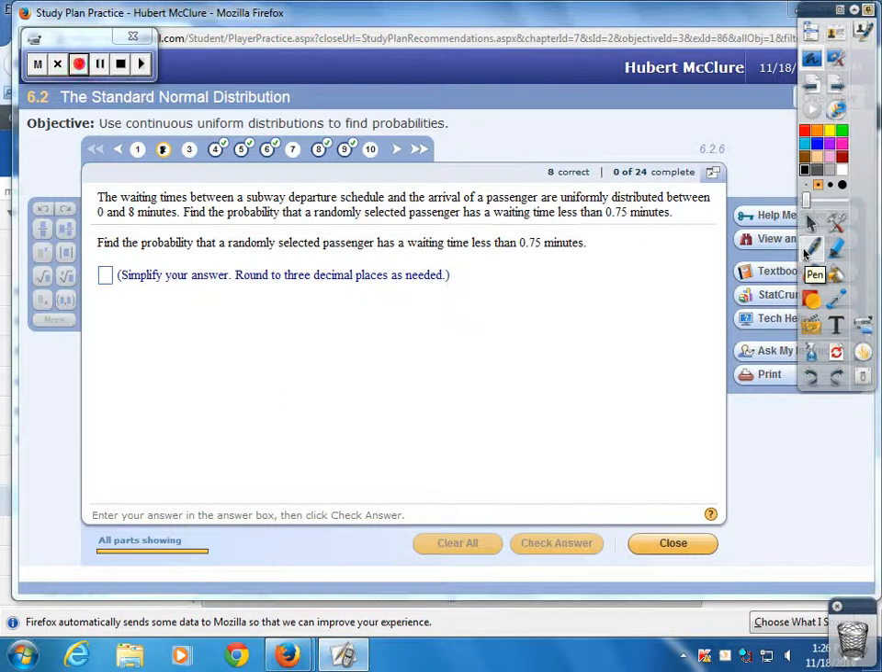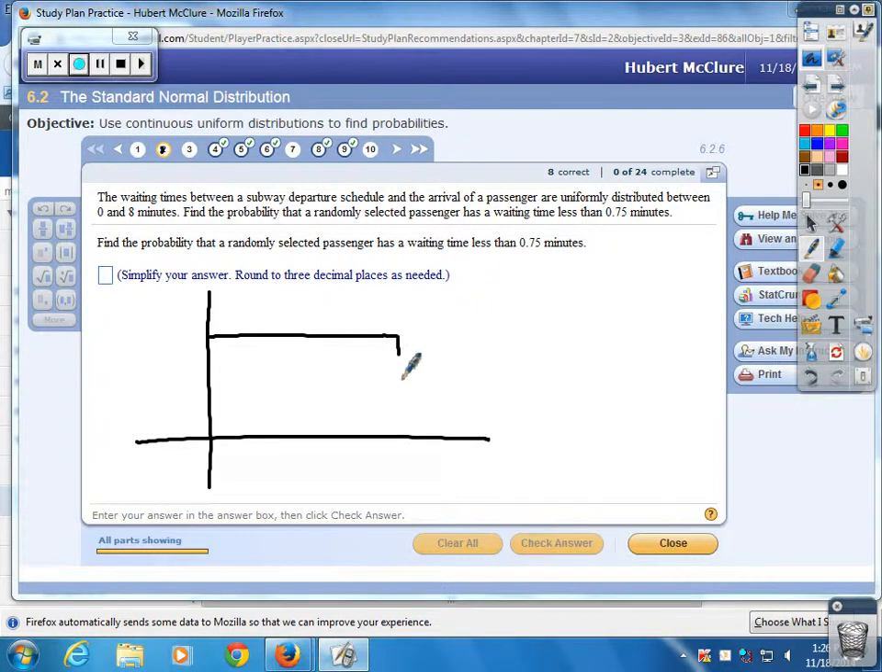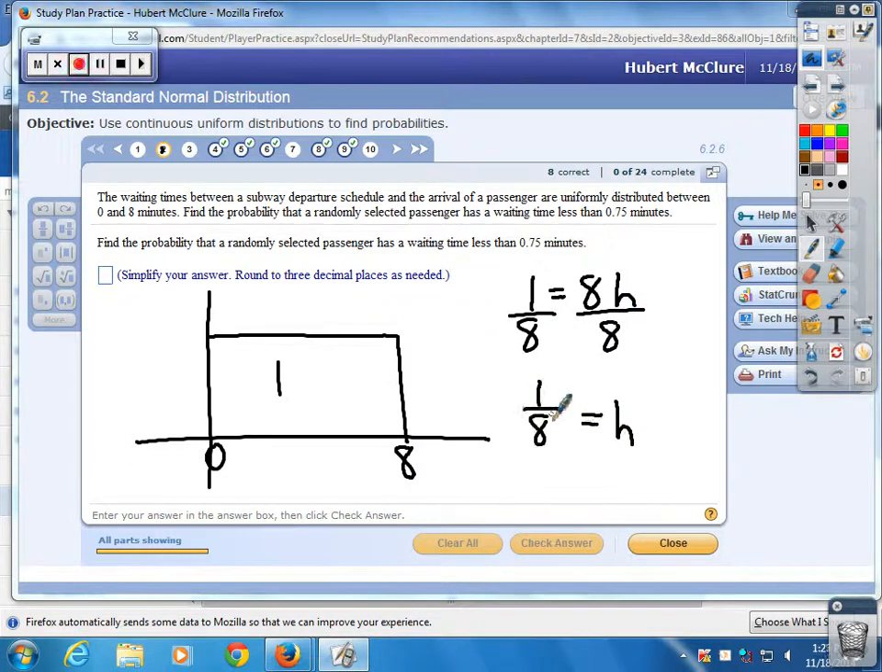Somebody tell me what the base is. Good job. Y'all are so smart. There's the base. Area is 1. So 1 is equal to 8 times h. And I'm going to solve for h. Divide by 8. And h is equal to 1/8 or the equivalent decimal. I don't care, you can do what you want to. It doesn't matter because it's not really that difficult.